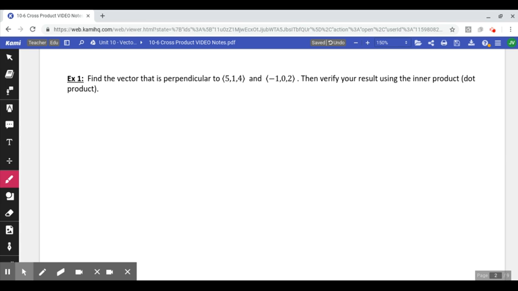In example 1, we want to find the vector that's perpendicular to two other vectors, 5, 1, 4 and negative 1, 0, 2. Then we're going to verify that result by using the inner product, which is also called the dot product. To find a vector that's perpendicular to two other ones, we need to use the cross product. To do that, what I'm going to use is the determinant of a 3 by 3 matrix.